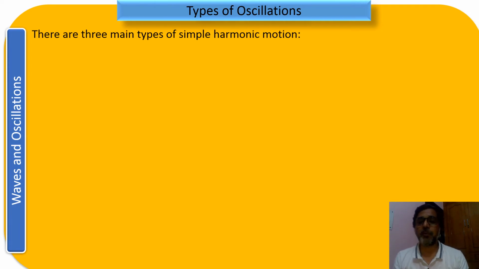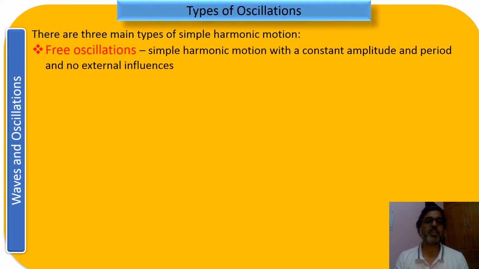Before I look into damped oscillations, let us have a small review of the different types of oscillations. There are three main types of simple harmonic motion. The first one is called free oscillations, about which we have understood so far. That is simple harmonic motion with a constant amplitude and period and no external influences. That is, the spring with the mass oscillating freely.